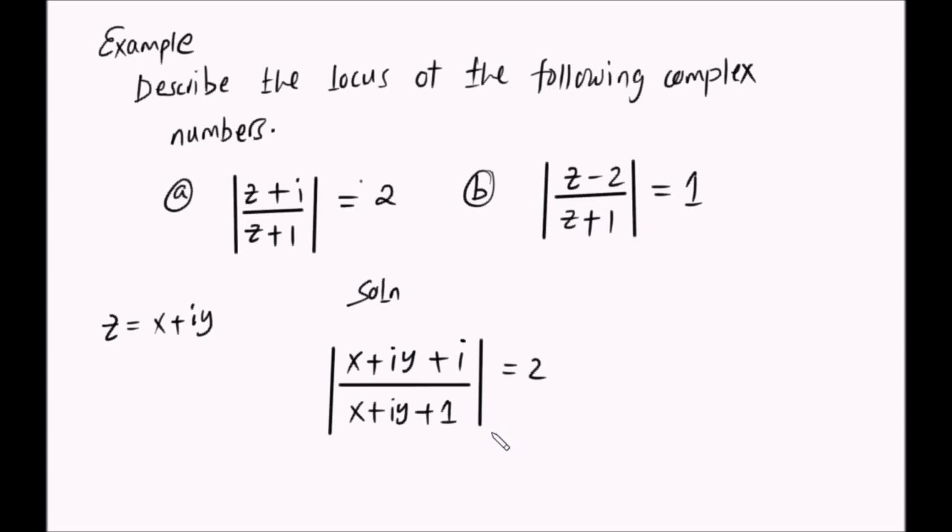Find the locus. So I can factor out i here, what remains is y plus 1. And here I can put the real part together, x plus 1, and iy I can put aside. So you see it becomes x plus i(y plus 1), all of this over x plus 1 plus iy. Now let me write it well. So I have the real part x and the imaginary part y plus 1 in the numerator, and the real part x plus 1 and the imaginary part y in the denominator.